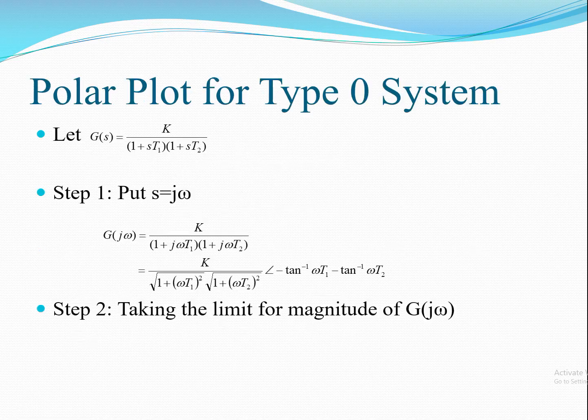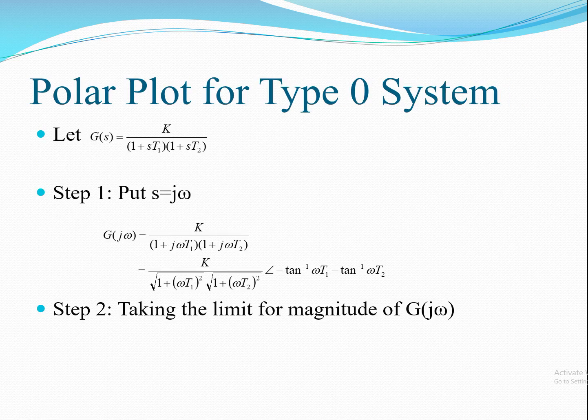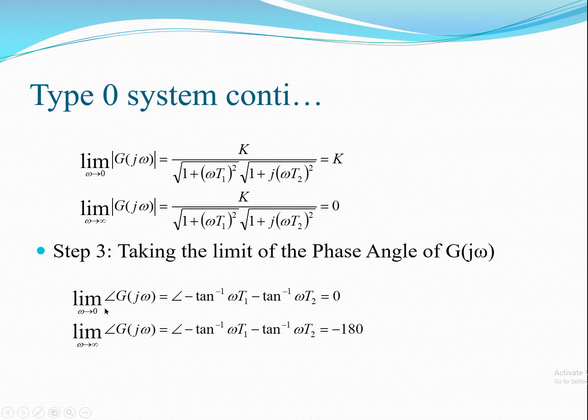Similarly, in step number 4, what do we have to do? Again, we have to put omega equal to 0 and omega equal to infinity, this time in the angle. So for the angle of G of j omega, I will put this limit, omega tends to 0 and omega tends to infinity. Limit omega tends to 0, angle of G of j omega is equal to minus tan inverse omega T1 minus tan inverse omega T2. Putting omega equal to 0, tan inverse 0 and tan inverse 0, so the answer is equal to 0.